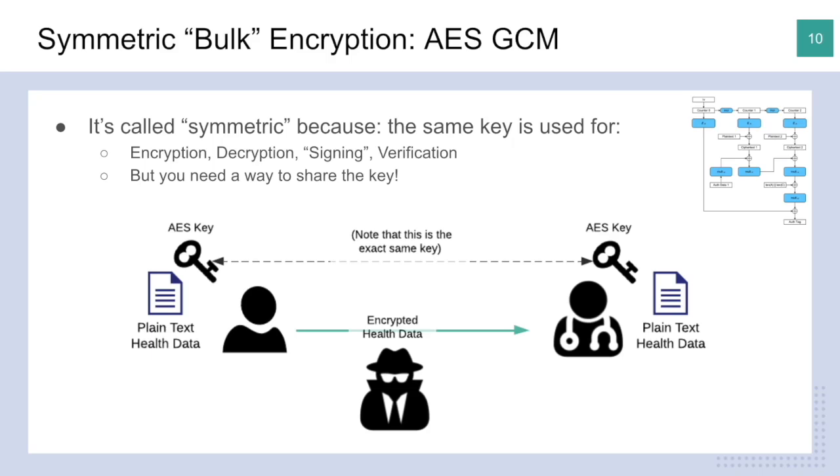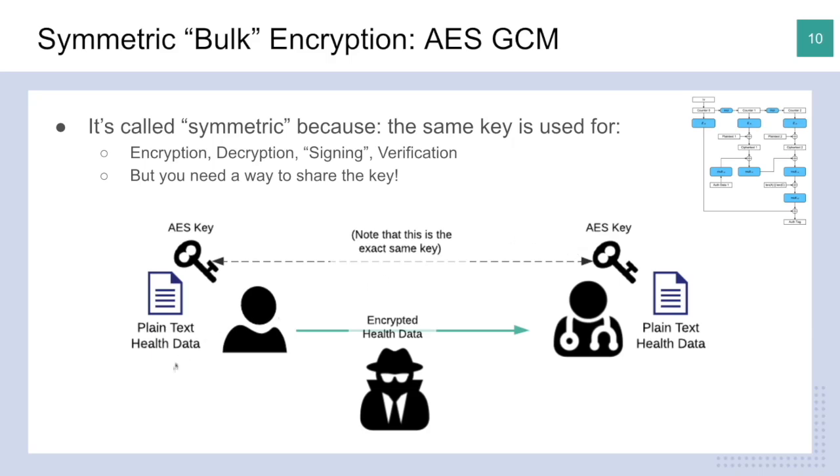Symmetric is called symmetric because it uses the same key for encryption, decryption, signing, and verification. And that's very helpful. It's very fast and very efficient. That's why it's used for bulk encryption. So it's really good encryption. The challenge here is that you need a way to share the key.